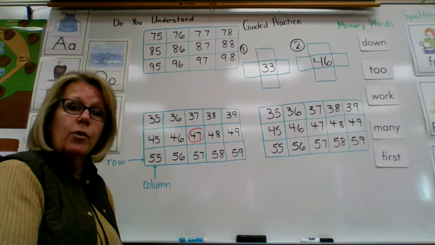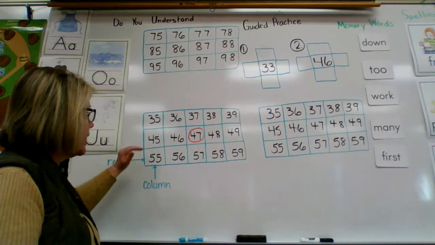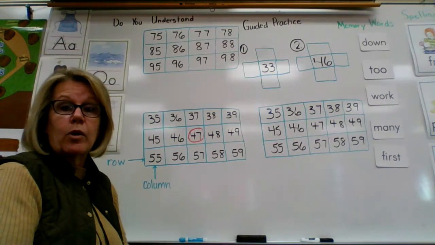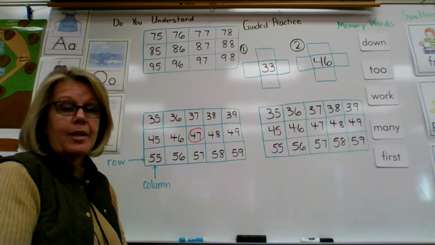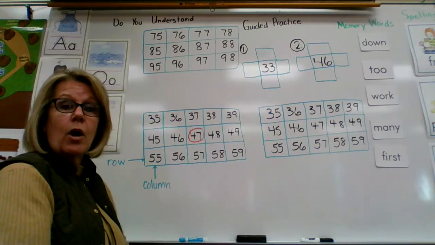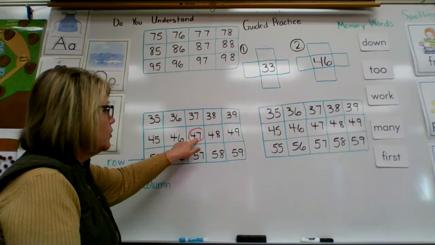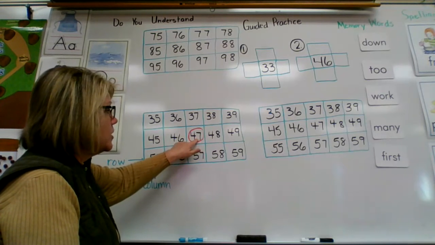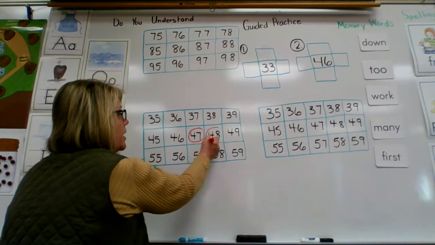So you kind of have to know that if you're trying to find a number that is one more or one less, you're going to look at numbers in a row. If you're trying to find a number that is 10 more or 10 less, then you're going to be looking at numbers that are in a column. So let's look at the number 47. If we want to know a number that is one more than 47, we move across to the right. The number that is one more than 47 is the number 48.